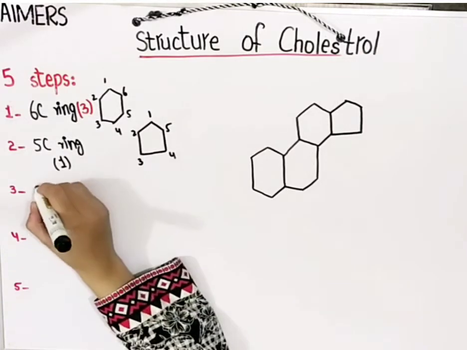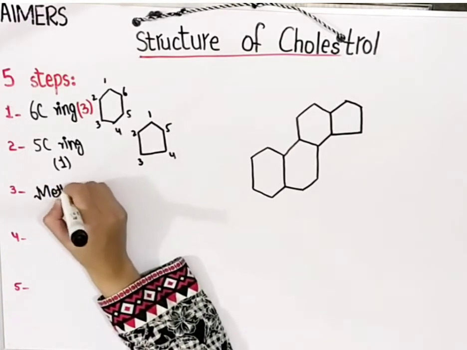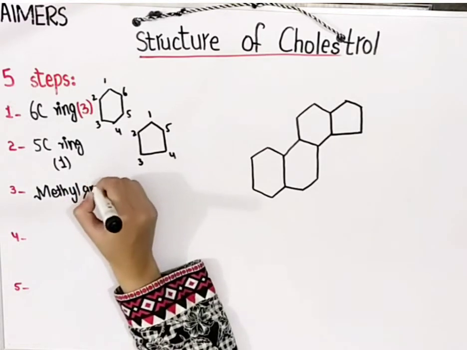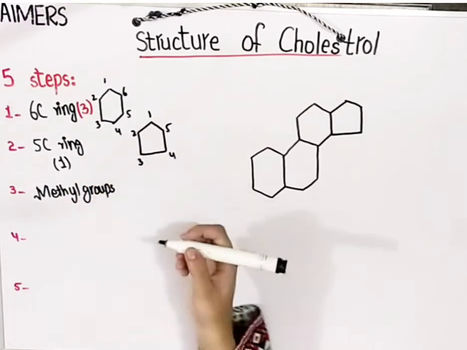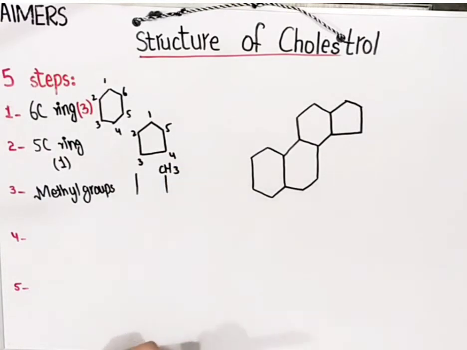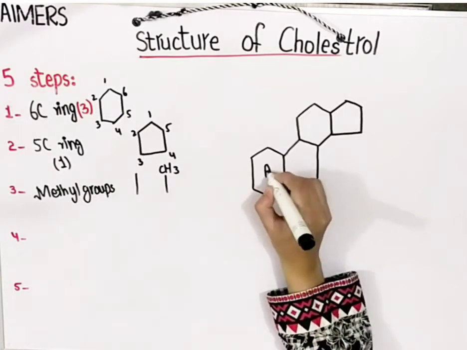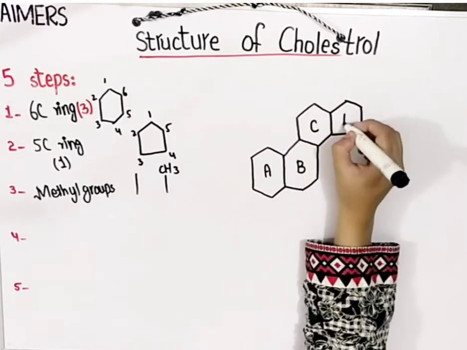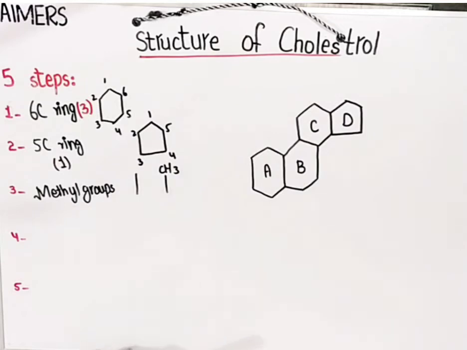Now what is the third step? The third step is that you have to add methyl groups over here. And how do we show methyl groups in case of cholesterol? We only show it with a single line like this. It means that we have a methyl group over here. You have to add methyl groups on 3 sides. Firstly, let's name these rings. This is A, this is B, this is C, and this is D. Okay, so we have named these rings. Now it would be easy for us to add the methyl groups.